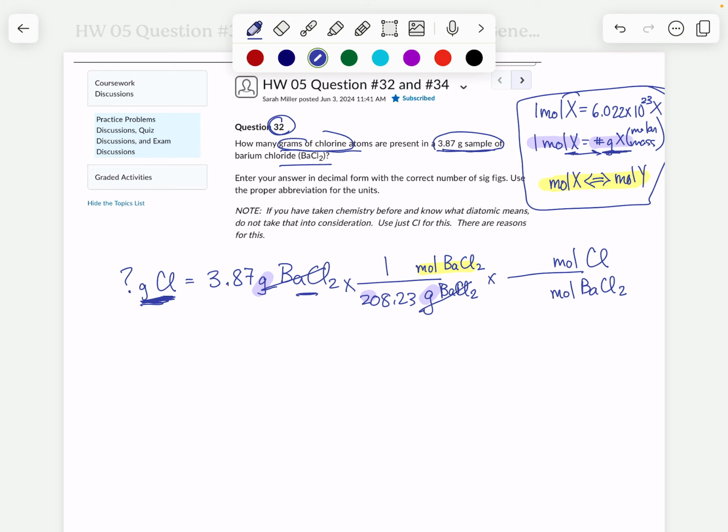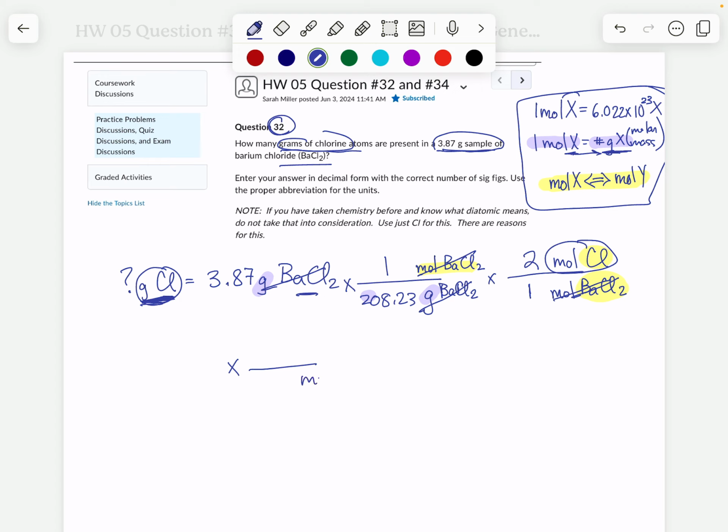Now, what numbers go here? The numbers depend on what I'm looking at. In 1 formula unit of BaCl2, there are 2 chlorines, like 2 wheels on a bicycle as opposed to 4 wheels on a car. If I were going to barium, I would have a 1-to-1 ratio. And that's based on the formula for barium chloride. So my moles of barium chloride cancels. I'm at moles of chlorine.